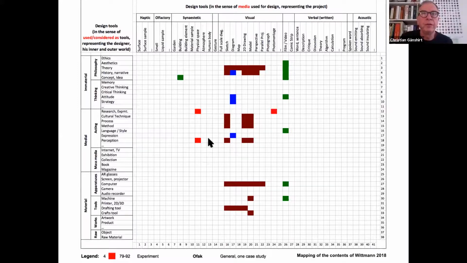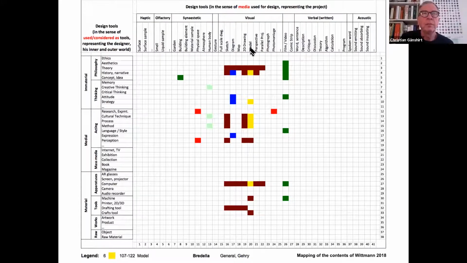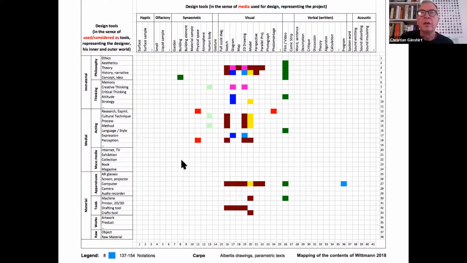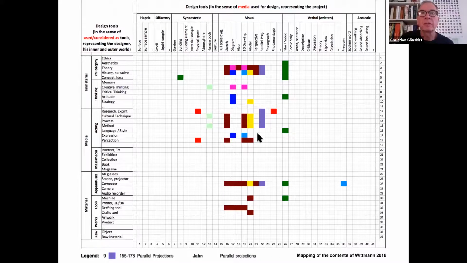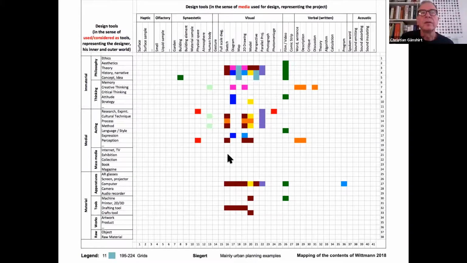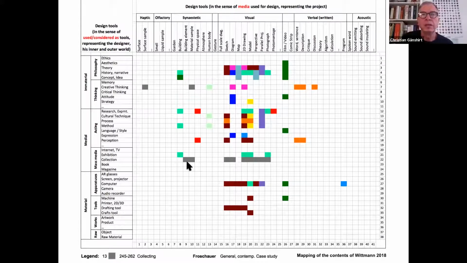Another chapter on the human body in relation to design. Then someone else is talking about the model, which is here, but only in certain ways. Someone else talking about drawing the new, someone else talking about notations. Then the next author is talking about parallel projections, which is this tool, but also only in specific ways, not in all ways. Participation comes here. Grids. Reconstruction, it's about the building. As a tool, collecting, that's the last book I was talking about, but only in certain ways.